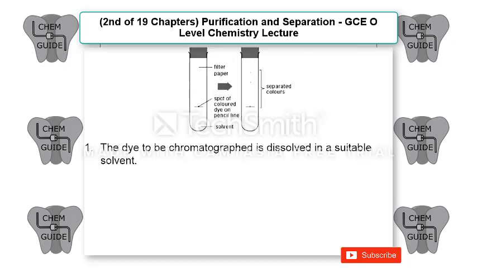So how do we do chromatography? Step number 1, of course, will be to dissolve the dye in a suitable solvent. Let's say we have a bottle of dye. So this is my dye. How do I find out what different components are there in this dye? Number 1, I must dissolve this dye in a solvent.